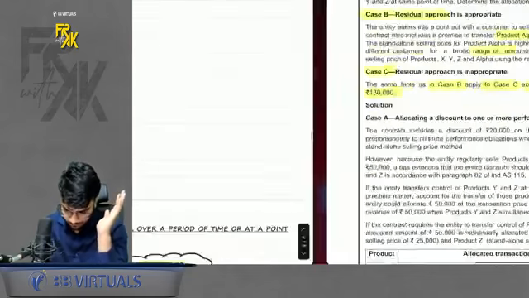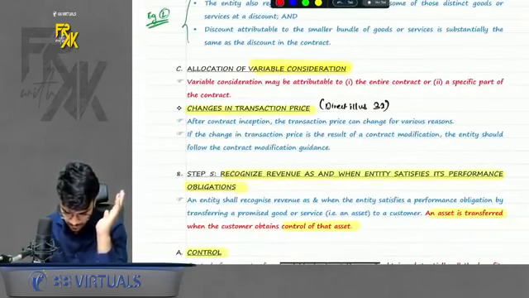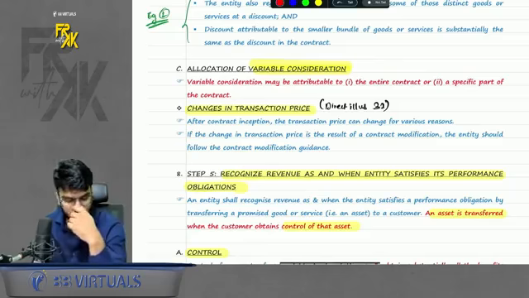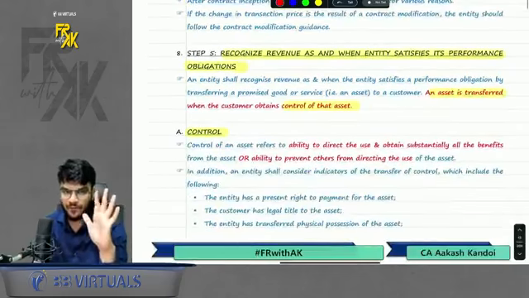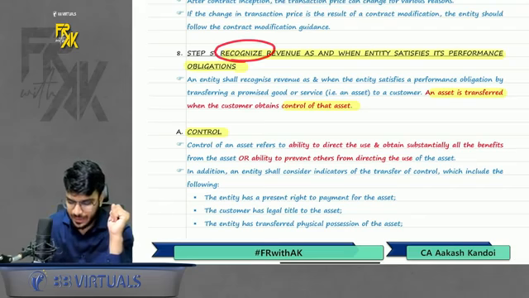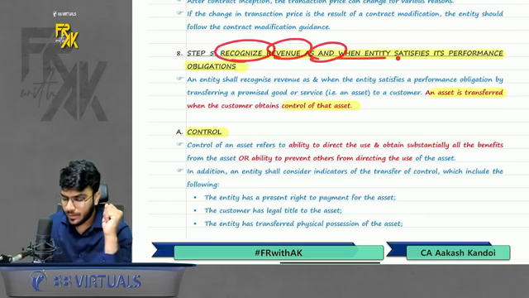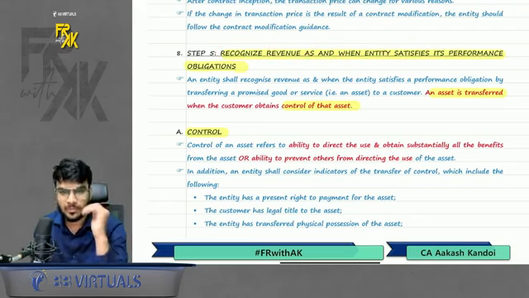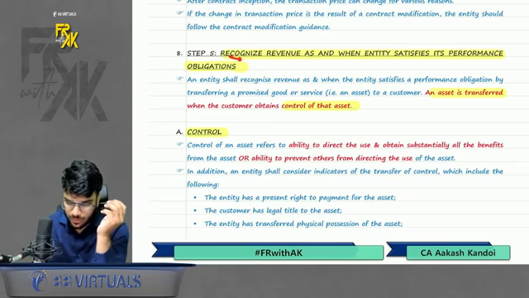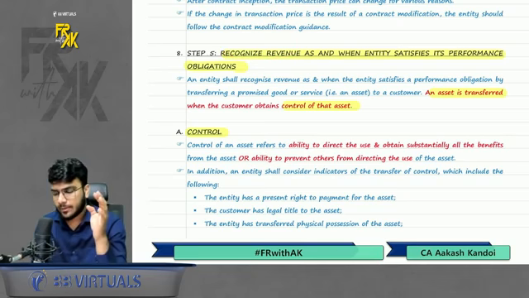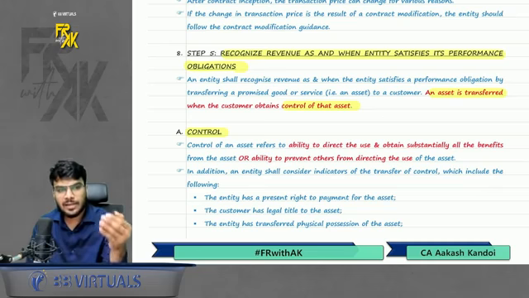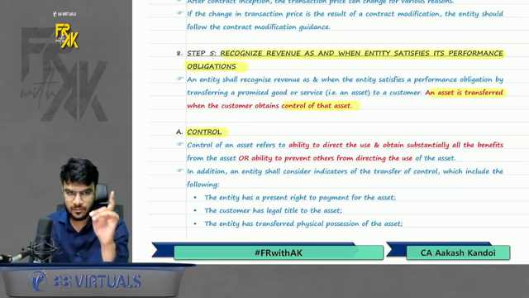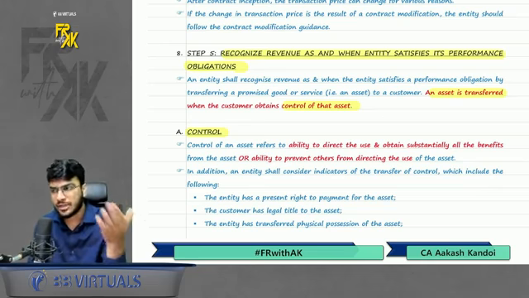Perfect. Chalo. So this was your which step? Step number 4. Now we move on towards step number 5. That is recognize revenue as and when entity satisfies its performance obligations. So when should the company book the revenue? See, you can book revenue in two ways. Either you can book the revenue over the period, or you can book the revenue one shot. That is on one single day. Either it can be first day, it can be last day.